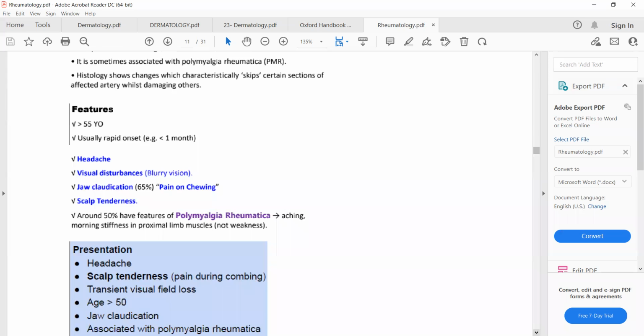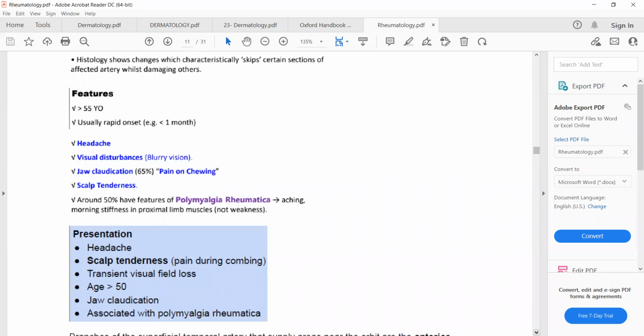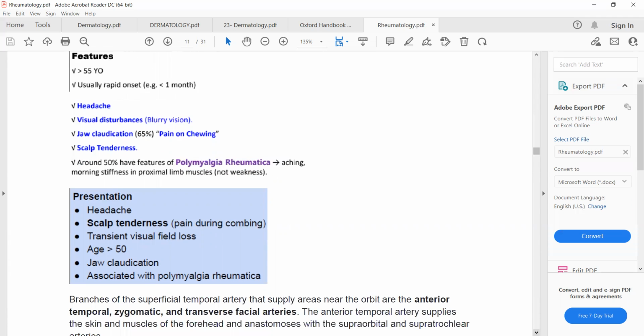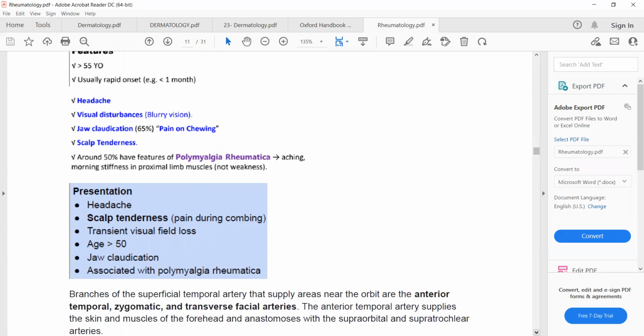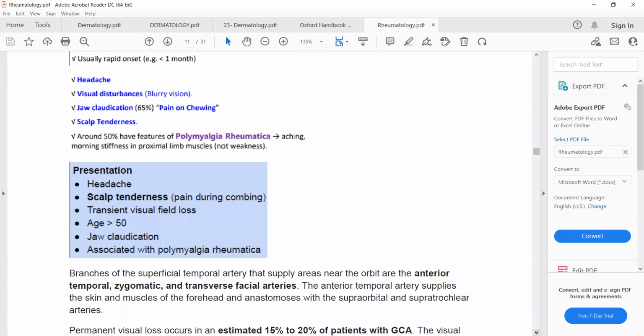So in short, the presentation will be headache and scalp tenderness. Scalp tenderness is an important feature that indicates inflammation of the blood vessels that supply the scalp. Scalp tenderness can also manifest as pain during combing. And as I told you, a branch of the temporal artery also supplies the retina. So due to inflammation in that branch, the patient can suffer from a visual field loss as well.